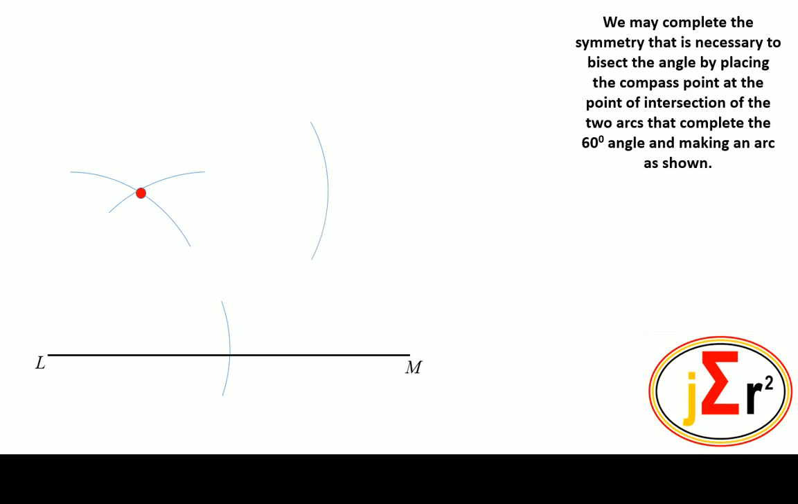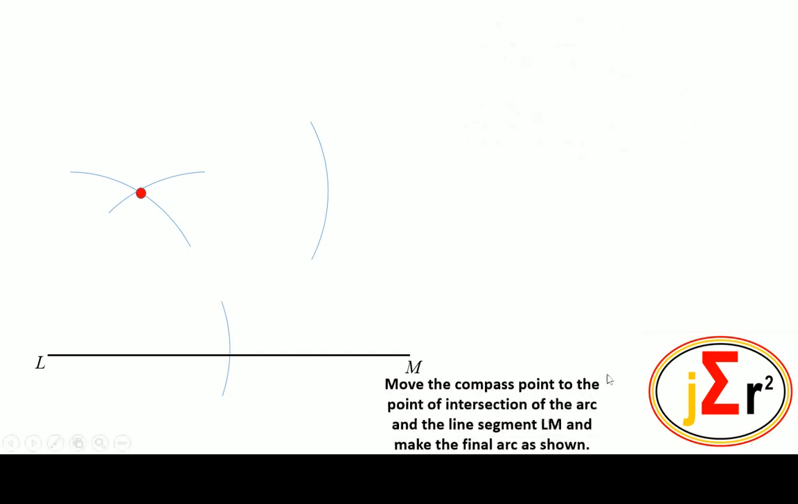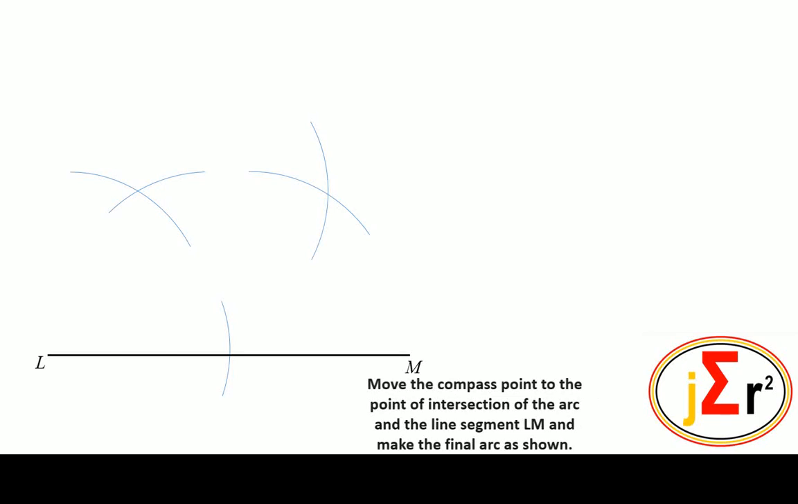Also, without adjusting the pair of compasses, we will place the compass point here, move the compass point to the point of intersection of the arc and the line segment LM, and make the final arc as shown. The compass point will be placed here, and another arc will be drawn to cross this one, which will complete the symmetry necessary to bisect the 60 degrees angle and therefore construct the 30 degrees angle.